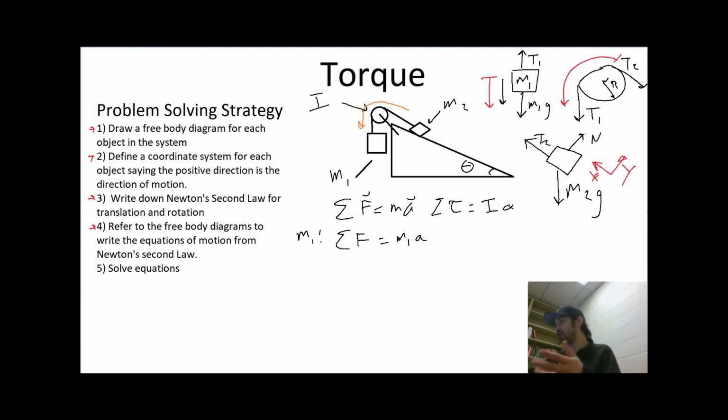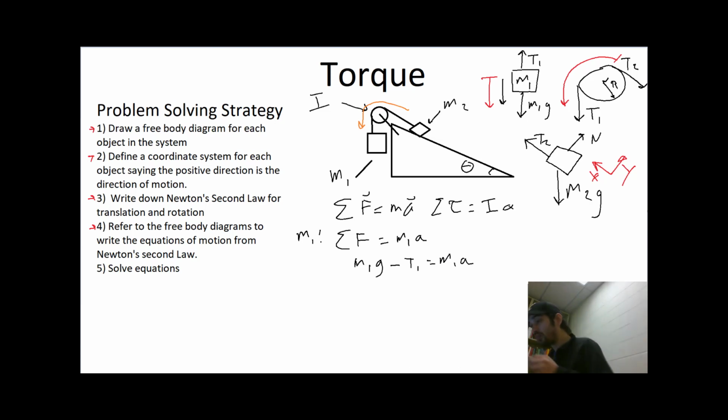And so what forces are acting on this? We have gravity, which is going to be down, which is the positive direction here. So this is going to be M1G. We have tension acting on this, which is going to be up. And because we said down is positive, the tension is negative. So this is M1G minus T1 is equal to M1A.